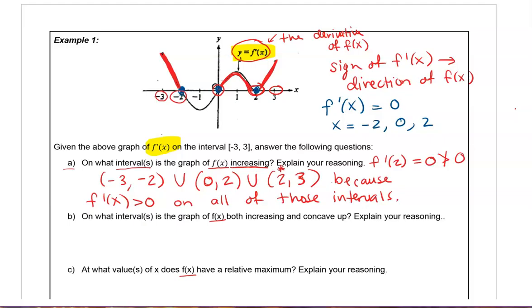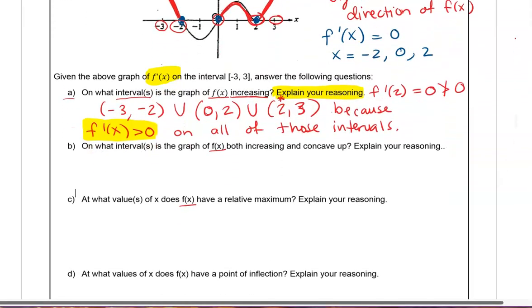In fact, I stole it from an AP test. When you're asked to explain your reasoning, like it was here, that means that part is going to be worth a point. And so it means you're going to need to use words. So in this case, and specifically when it's something like this, they're going to want you to talk about the sign of the first derivative. So anyway, something to maybe make a note of.